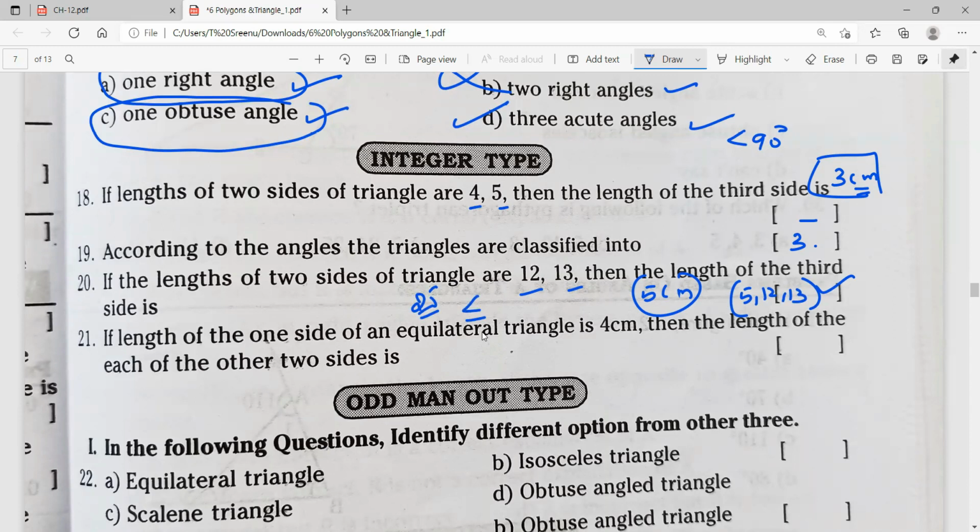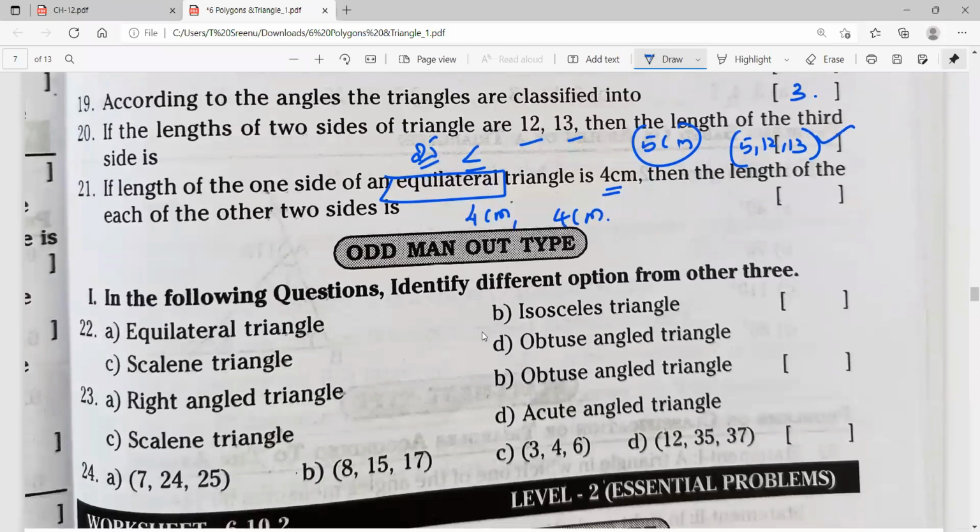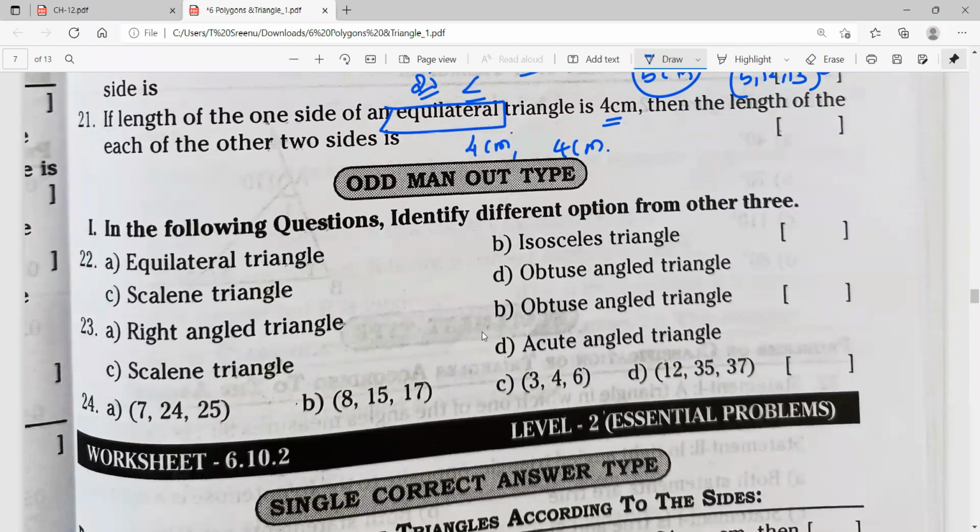The length of one side of an equilateral triangle is 4 centimeters. What are the lengths of the other two sides? You know that in an equilateral triangle all the sides are equal, so it is 4 centimeters and 4 centimeters. Next is the odd man out type. That means we shall bring out one option as a wrong option, not connected to the other three.